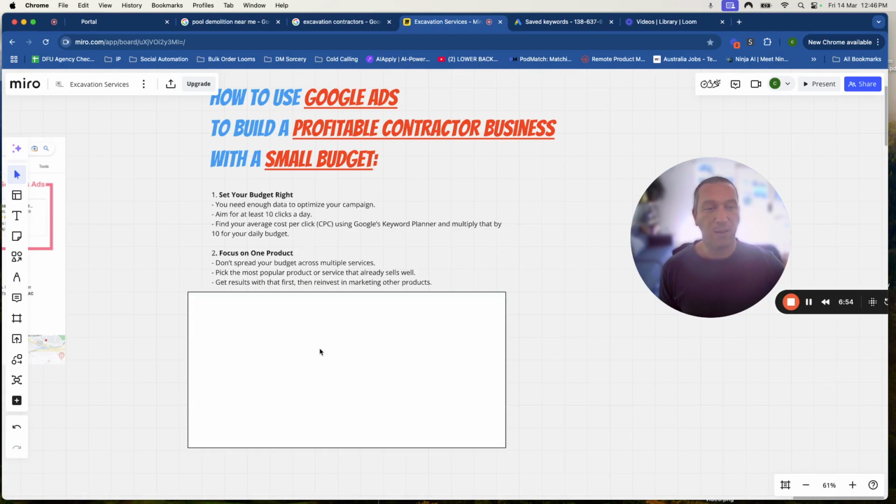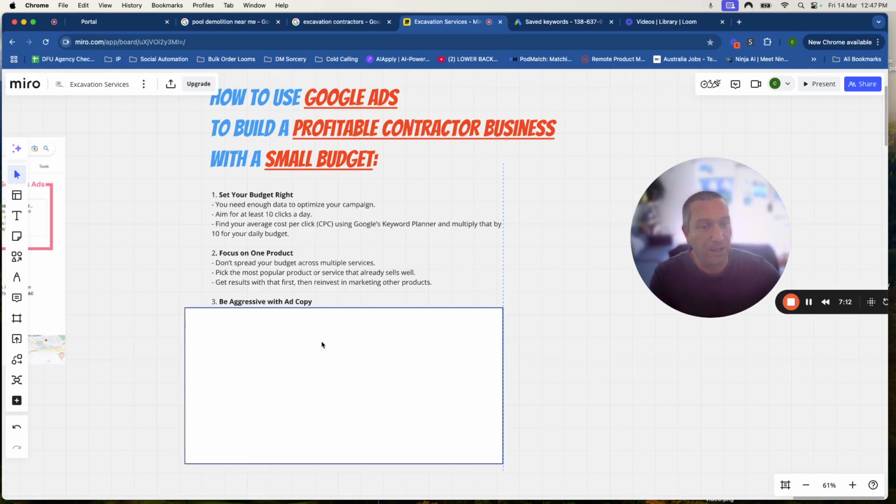Okay. And what you want to do is get results on that first service. And when that's starting to work, then and only then should you start expanding into other services. This way you can get results quickly out of your ads, and you can limit your budget. Great. So that's that one.